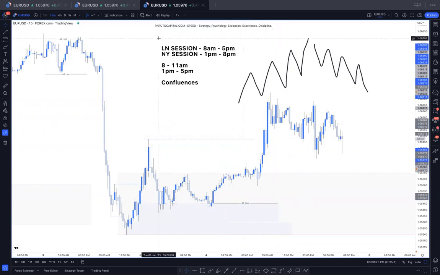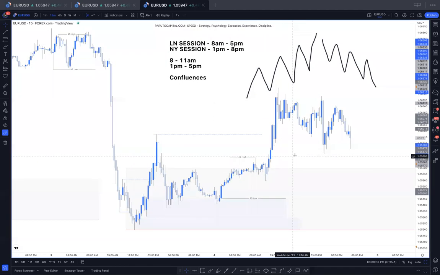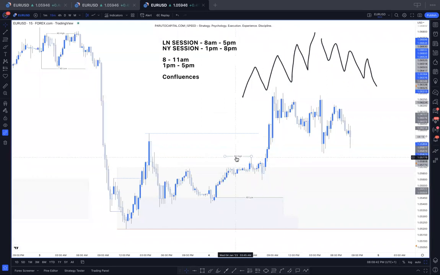Pay attention to this, because this might fly over the head of quite a number of you. Then I'm going to also draw my Asia high. What was the highest point during the Asia session? The Asia session ends by 6 a.m., so I'm going to draw that there like this. Okay, so we have that there: Asia session, Asia high, Asia low.